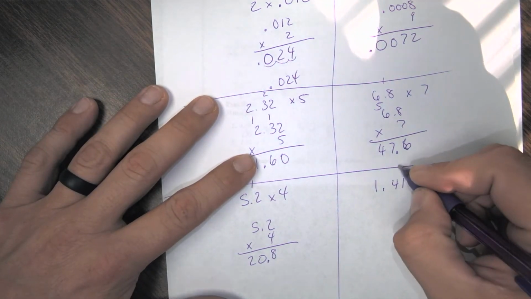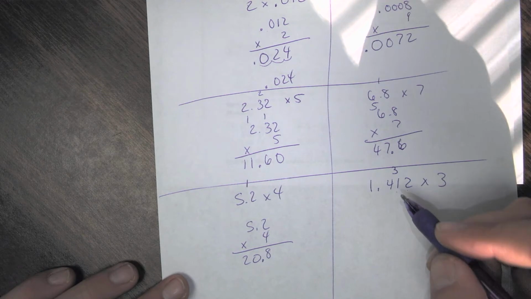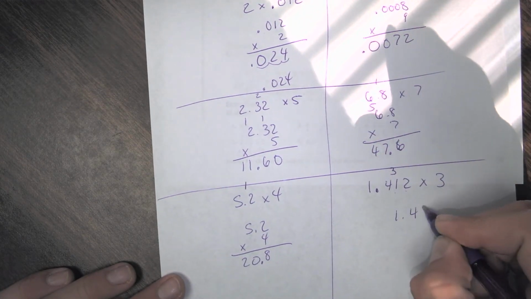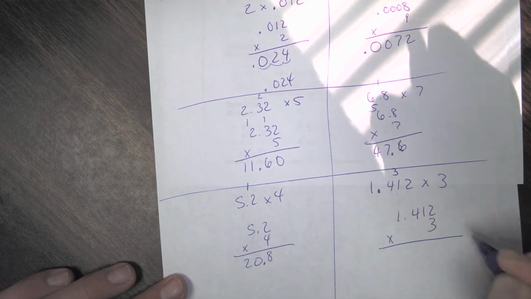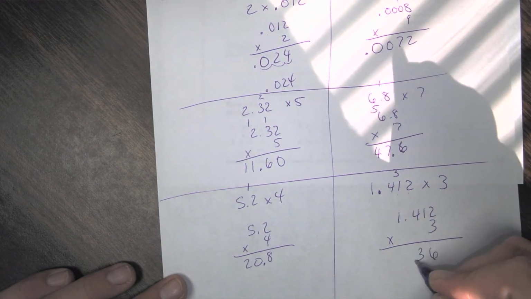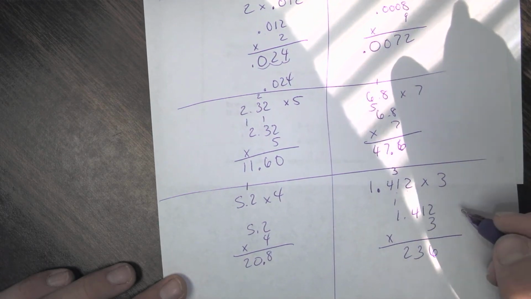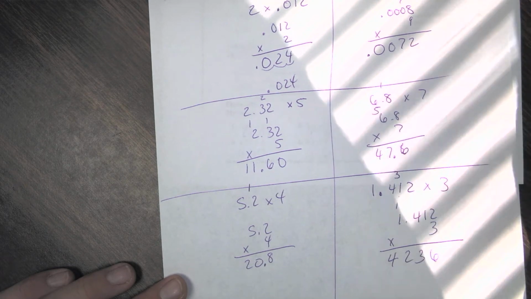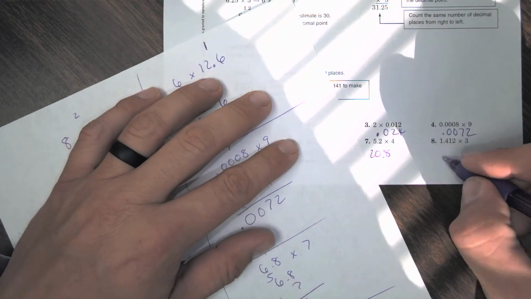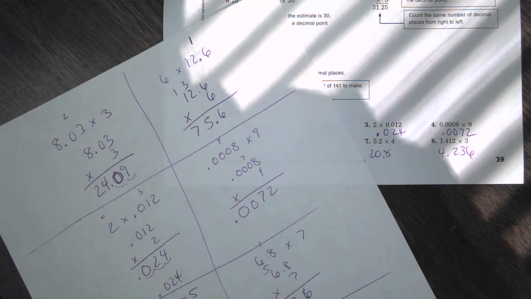Okay, so I know I have to move it 3 times at the end because there's 3 numbers after my decimal point. There's none over here. So 1 412 thousandths times 3. Well, 2 times 3 is 6. 3 times 1 is 3. 3 times 4 is 12. And 3 times 1 is 3 plus 1 is 4. So I have to move it 3 times. So I get 4 236 thousandths. 4.236.